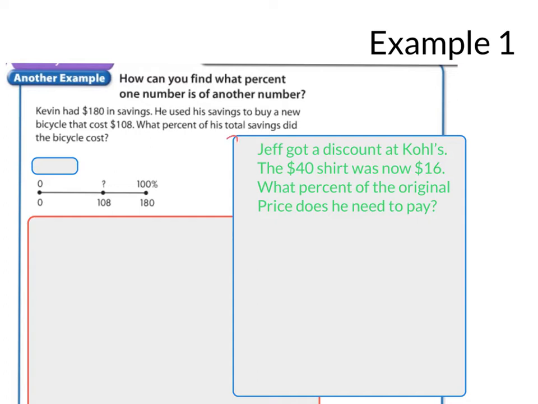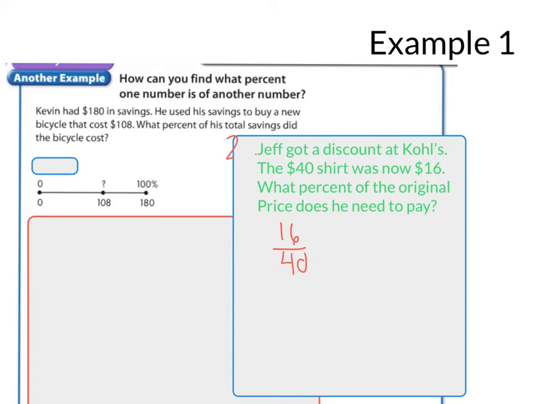Here is our number 2. Jeff got a discount at Kohl's. The $40 shirt was now $16. What percent of the original price does he need to pay? I want to know what percent 16 is of 40. What percent of the original does he need to pay?